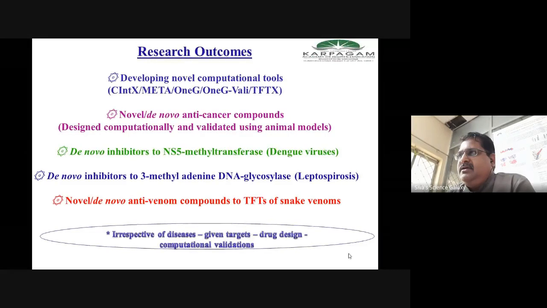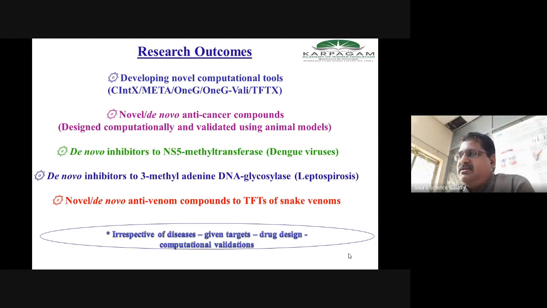Our lab has developed novel anti-cancer compounds. We have designed a de novo anti-cancer compound. The compound has been validated using in vitro as well as in vivo experimental methods. We have also developed antibacterial compounds against dengue virus, antiviral compounds against leptospira. Leptospira is the bacteria that causes leptospirosis. We also developed anti-venom compounds.